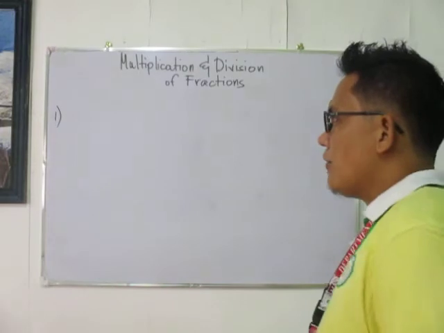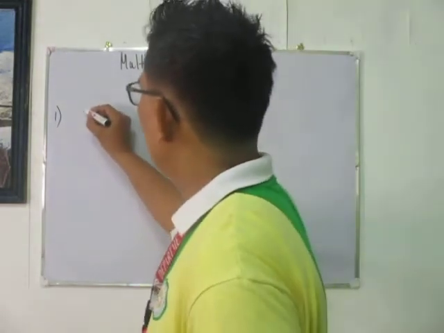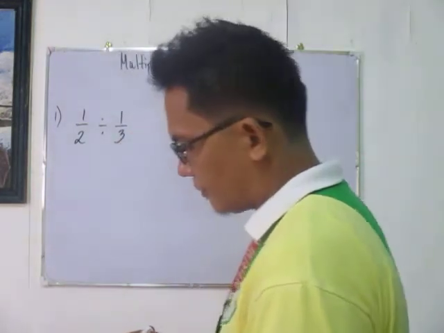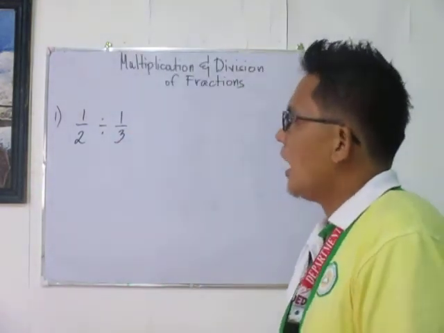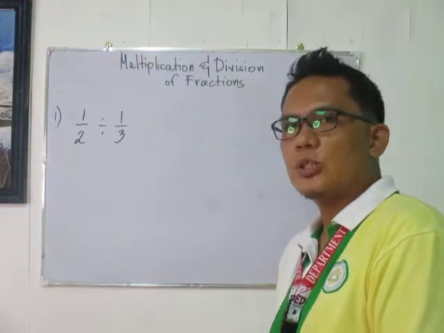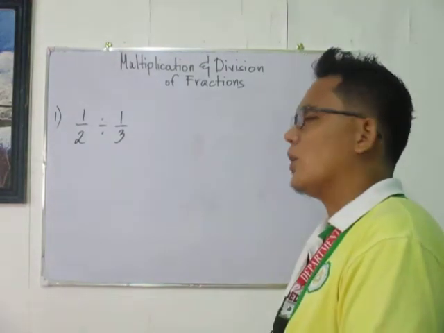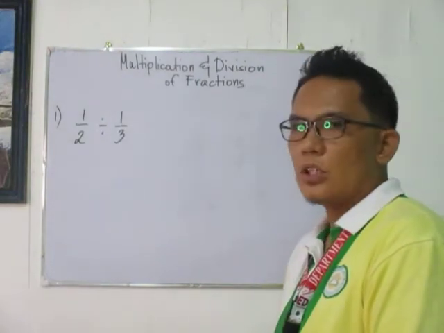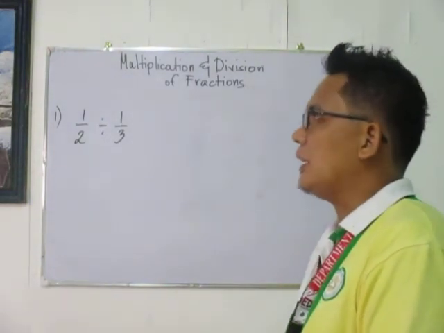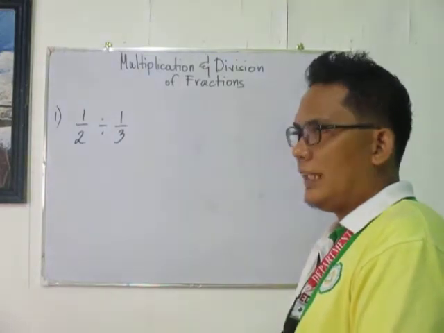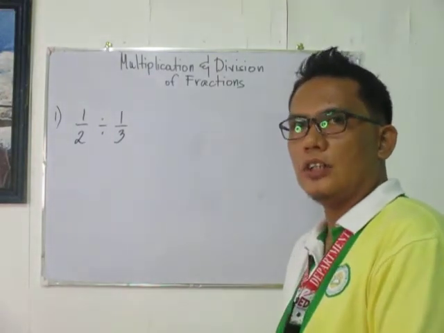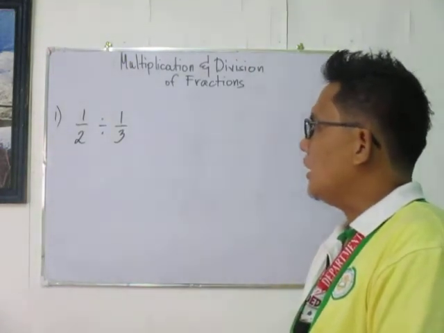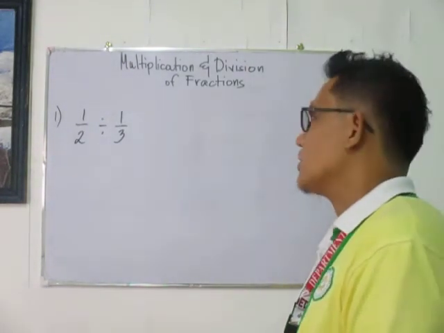divisor. So say for example, if we have 1/2 divided by 1/3. Other teachers might introduce to you what we call cross multiplication, but I'm not going to discuss that one, because using cross multiplication will give us a wrong notation of how we're going to find the quotient of fractions.